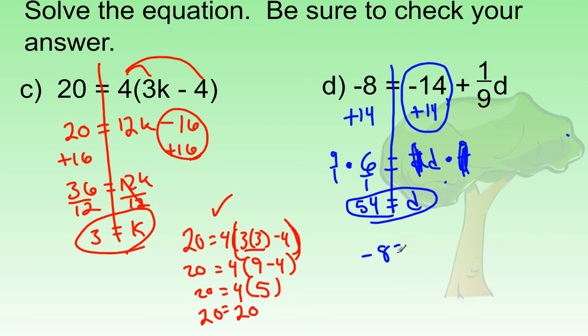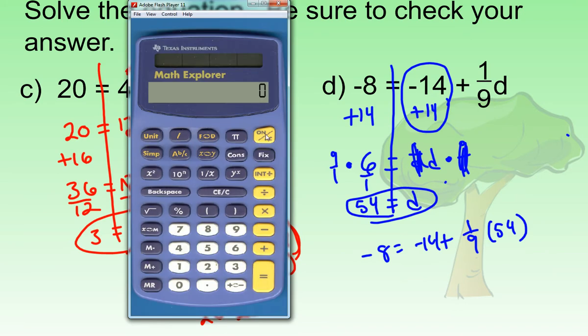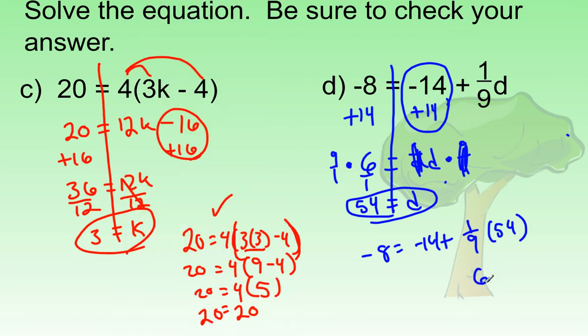Okay, let's check. Negative 8 equals negative 14 plus 1/9 times 54. This is not pretty in itself, but it's not ugly. It's not terribly hard to do. 1/9 times 54. Let's see if my calculator is going to give me a bad answer. Times 50, backspace, times 54 equals, okay, and simplify, so 6.